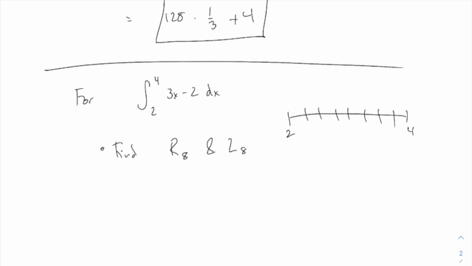figure out where all those points are, and then for R8, you use the right-hand endpoints and you plug into the function and add it all together. All right? And for L8, you would use the left-hand endpoints, which are the other ones, and add it all together. And then part B is actually, find the integral by doing what I just did: the limit as n goes to infinity of Rn. All right. See what you think.